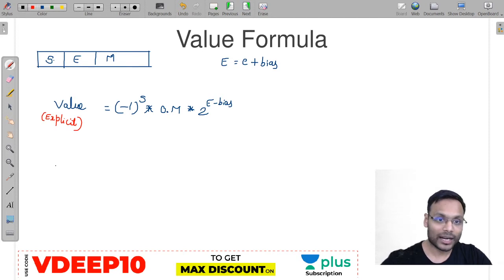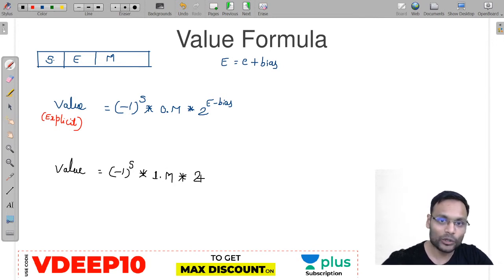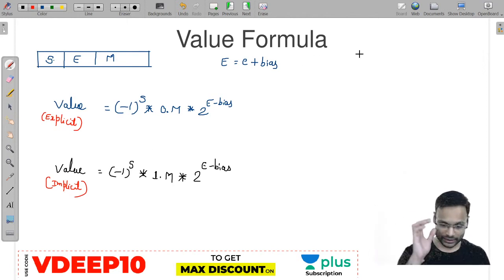Let's try to write down the formula for implicit normalization. What will be the formula? Sign is as it is. Fine. In implicit normalization, what mantissa do you store? After the point. But before the point, what do you have? 1 point m into 2 to the power original exponent. How do you get it? E minus bias. That is the value formula for implicit normalization. I guess you will be able to understand this much. I think everyone has understood this.